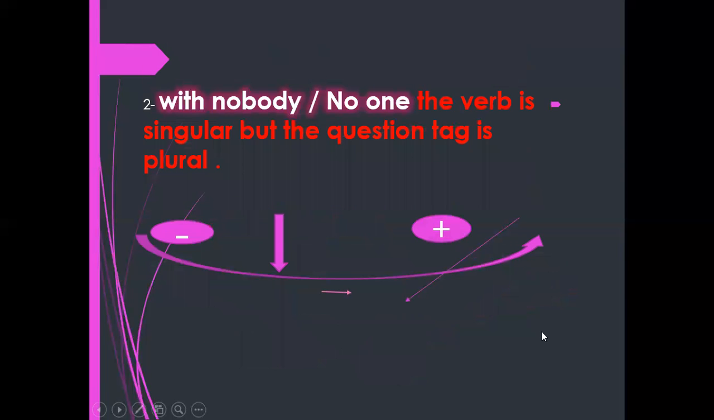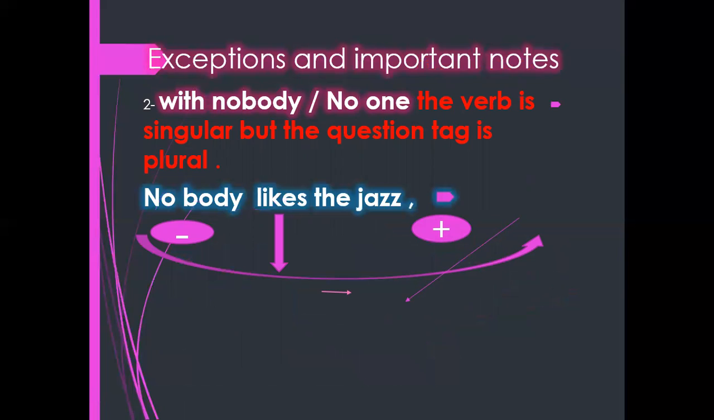The second case. With nobody, no one, the verb is singular and the question tag is plural. هون شبيهة كتير للملاحظة اللي قبلها, لكن هون ننتبه إنه nobody و no one بنعاملها إنها negative. يعني الـ statement اللي بيبدأ nobody و no one بده يكون negative. So suppose we have nobody likes the jazz. So instead of nobody, give me the pronoun. شو اتفقنا الضمير بدل everybody, everyone, nobody, no one. Yes, you are going to put they. اتفقنا بدل nobody رح نستخدم they.